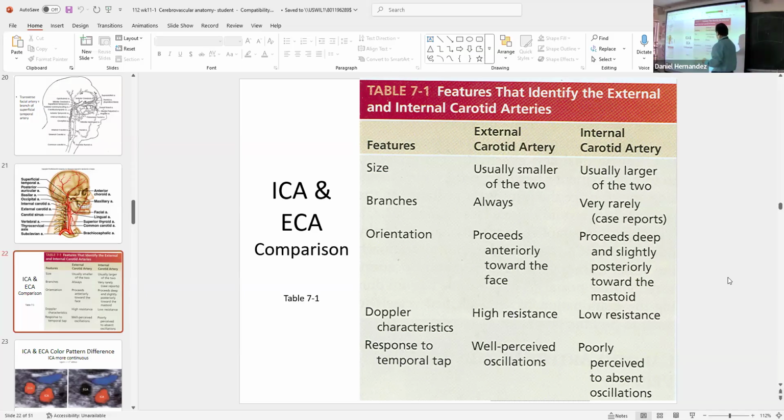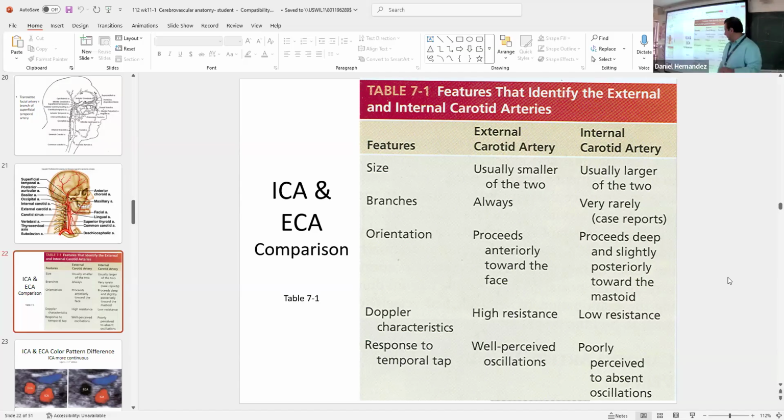Aside from that, you could use your general orientation of it. ICA is typically larger than the two. ICA is more posterolateral, so more towards the back of the jaw, more posterior, whereas ECA is more directed towards the nose or the face. So I say ECA face or nose, ICA more back towards the ear or the jaw.